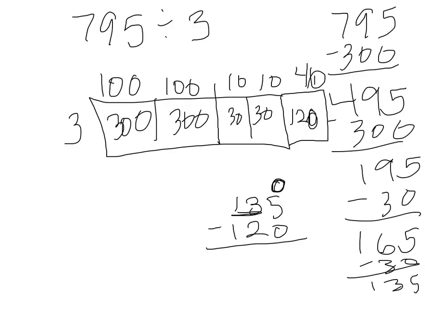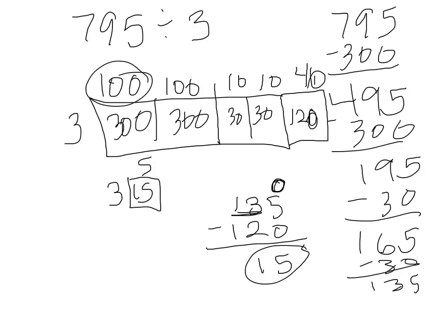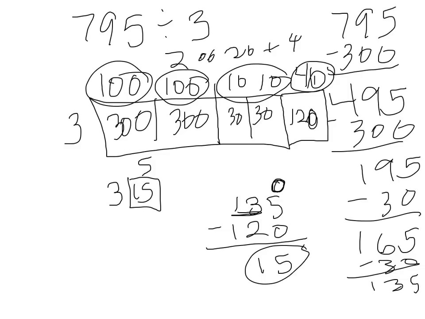135 minus 120 is 15, which we've already said. I have to make another little area model here because I ran out of room. 3 times 5 is 15. Now all I'll have to do is add up all my chunks. I have 100 plus another 100 is 200 plus 2 tens is 20 plus 40 would give me 200 plus 20 plus 40 is 260 plus 5, which is 265.